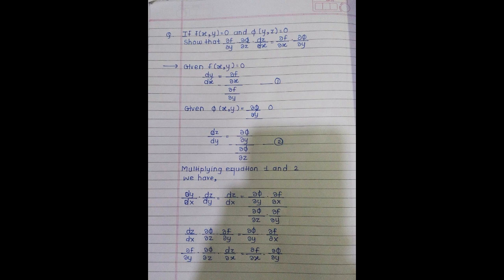The given function is f of xy is equal to 0. To find dy upon dx, using the formula dy upon dx is equal to minus del f upon del x upon del f upon del y. The second given function is phi of yz equal to 0. To find dz upon dy, the formula is dz upon dy is equal to minus del phi upon del y upon del phi upon del z. Multiplying these equations, we get del f upon del y into del phi upon del z into dz upon dx is equal to del phi upon del x into del phi upon del y.